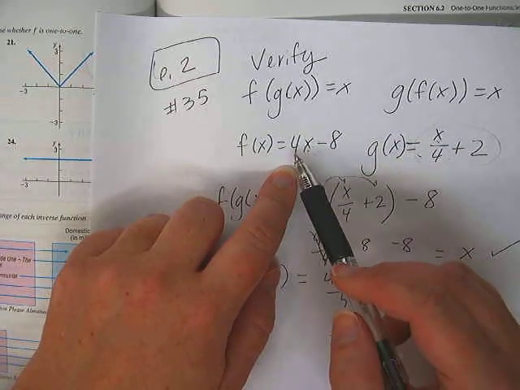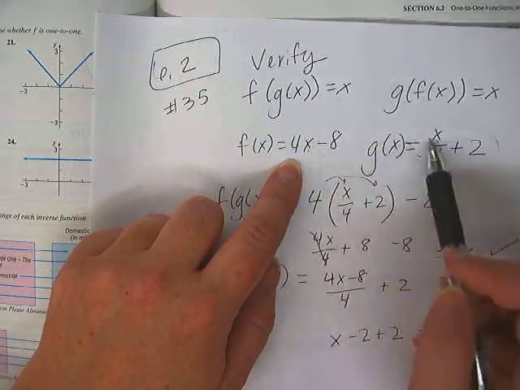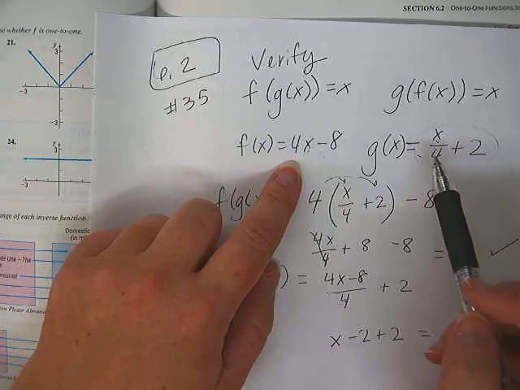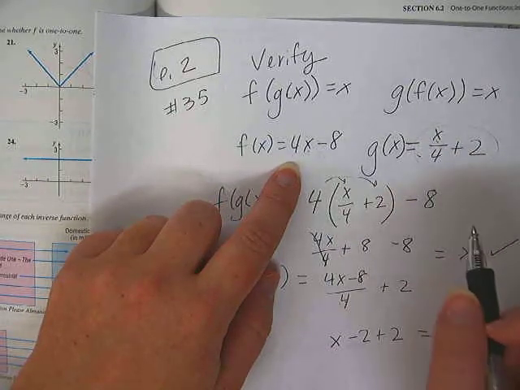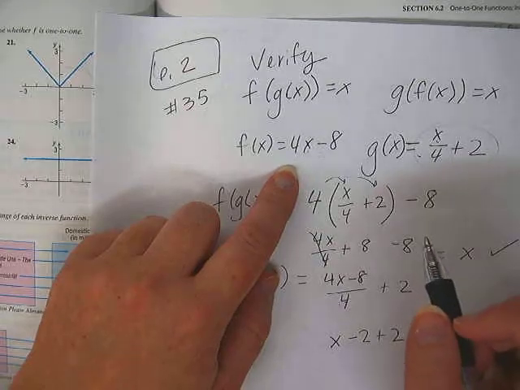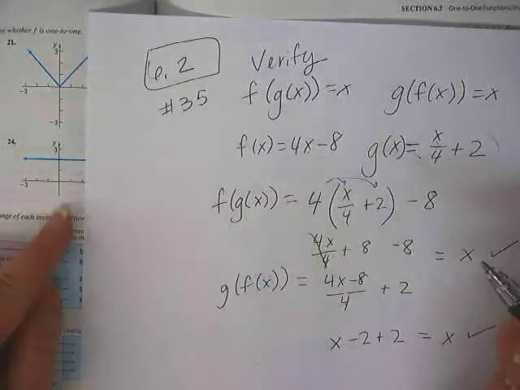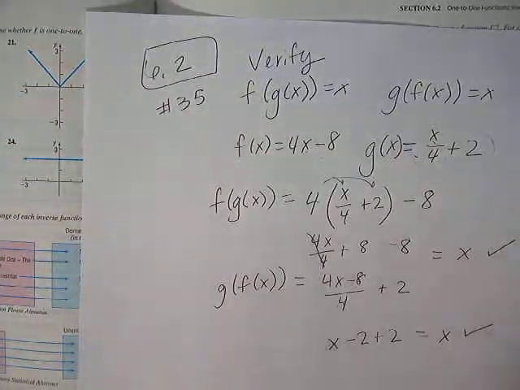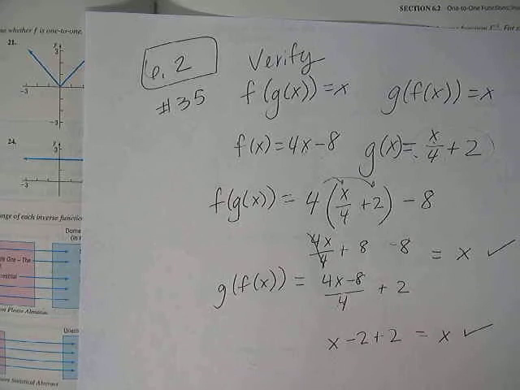So this illustrates that you can't just do, sometimes I have students that think, oh, 4x minus 8, the inverse must be x over 4 plus 8. No, it's not. It's not that simple. Hopefully you watched through the videos to learn how to find those inverses by trading x and y and then solving for y. It's not as simple as just changing the numbers and the pluses and minuses around.